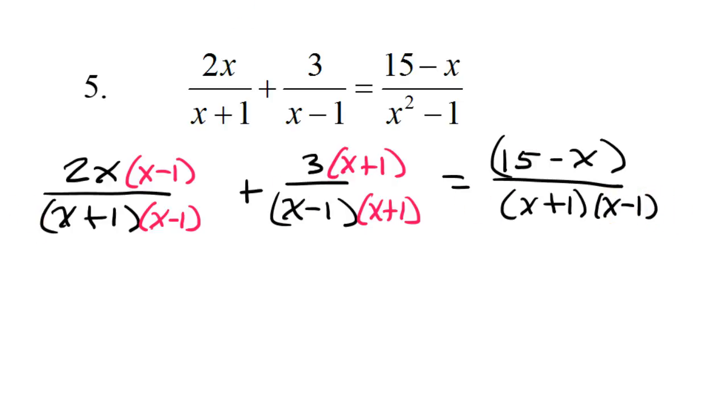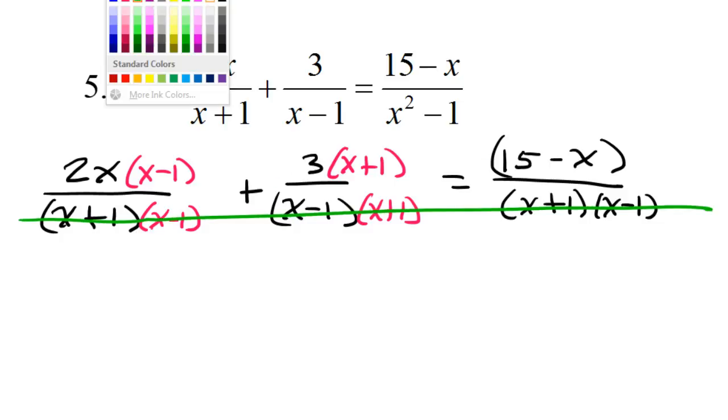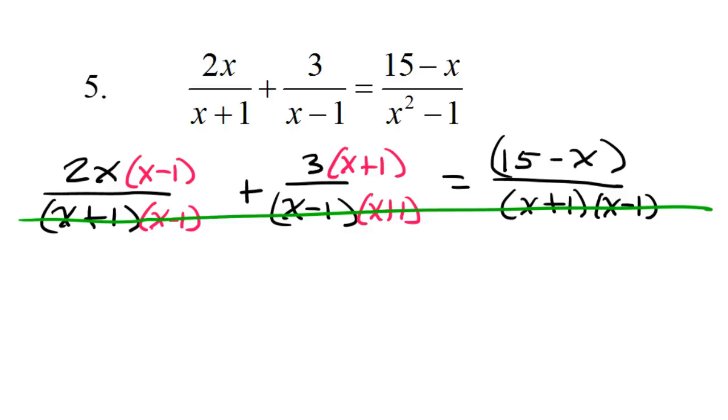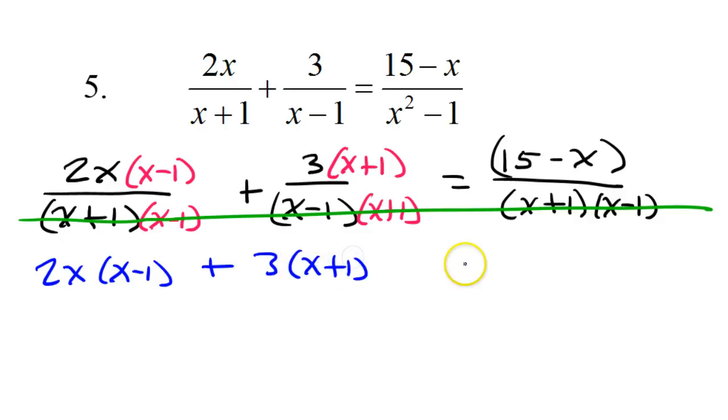So here's the trick. If the denominators are all the same, then that means the numerators must add up to be the same thing. In other words, you can really disregard the denominators and just look at the numerators. So that means I have 2x times x minus 1, that's just the numerator, plus 3 times x plus 1 is equal to 15 minus x. I'm just ignoring the denominators.